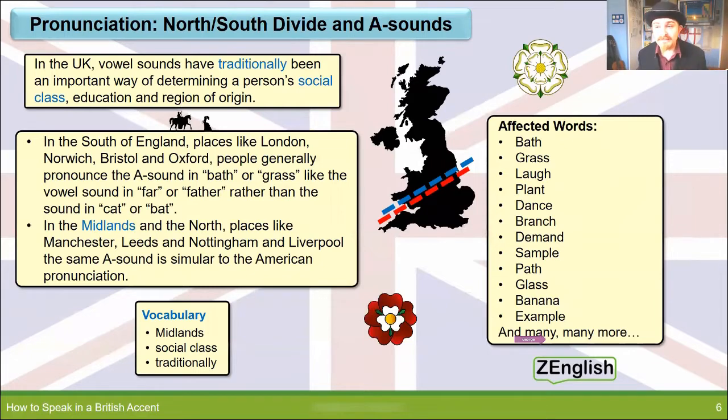Okay, so where did they come from? We can tell by the way they say vowels. Because of this, vowels are really important in British English, and the way you pronounce them is crucial.